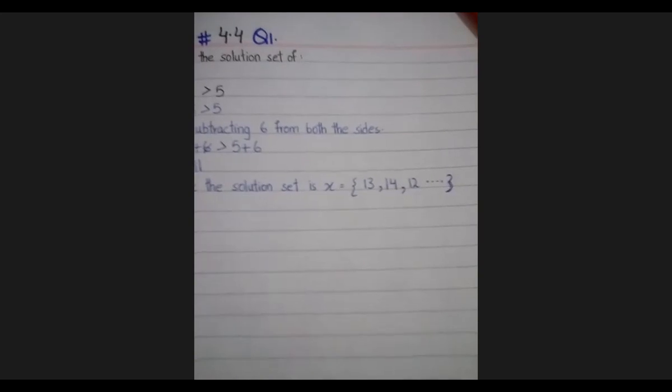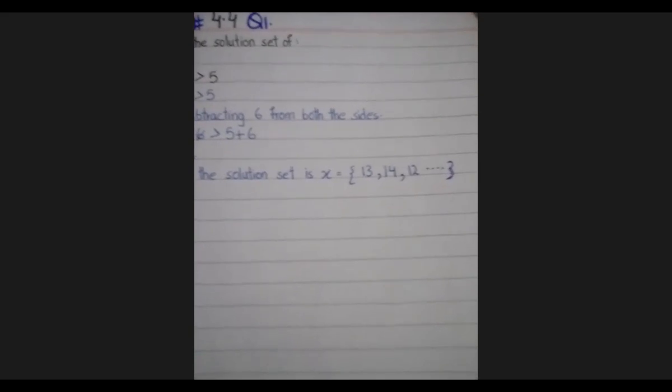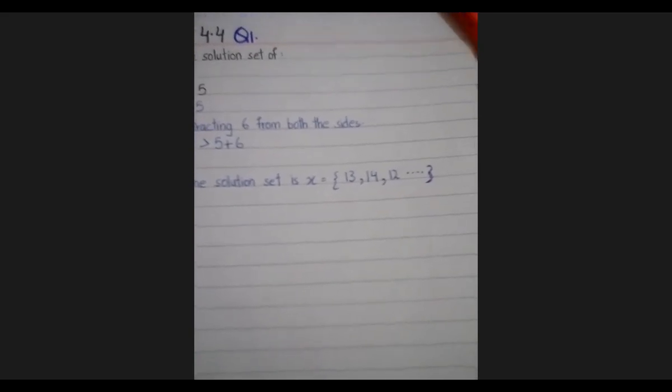Acha, one thing. You have mentioned 13, 14, 12, and so on. What is meant by this? That the solution set contains the numbers 13, 14, 12, and 10, 11, 10, and so on? No, it's not correct, Rida. It's not correct. Rida, let me tell you.